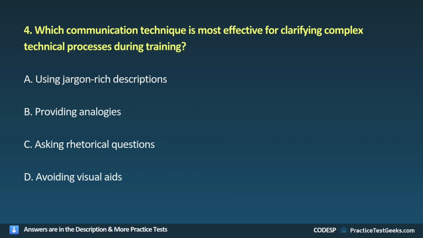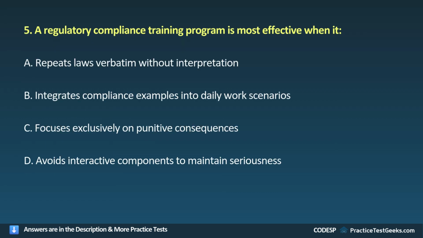4. Which communication technique is most effective for clarifying complex technical processes during training? A. Using jargon-rich descriptions. B. Providing analogies. C. Asking rhetorical questions. D. Avoiding visual aids.